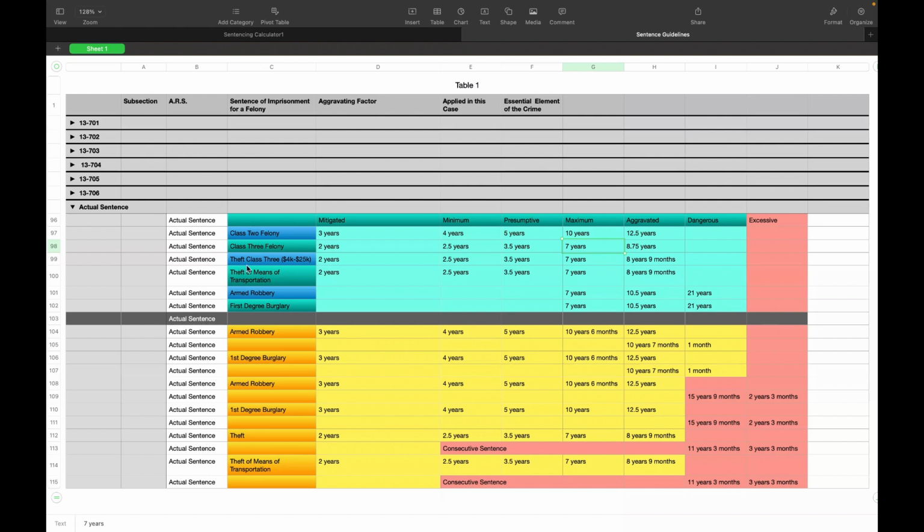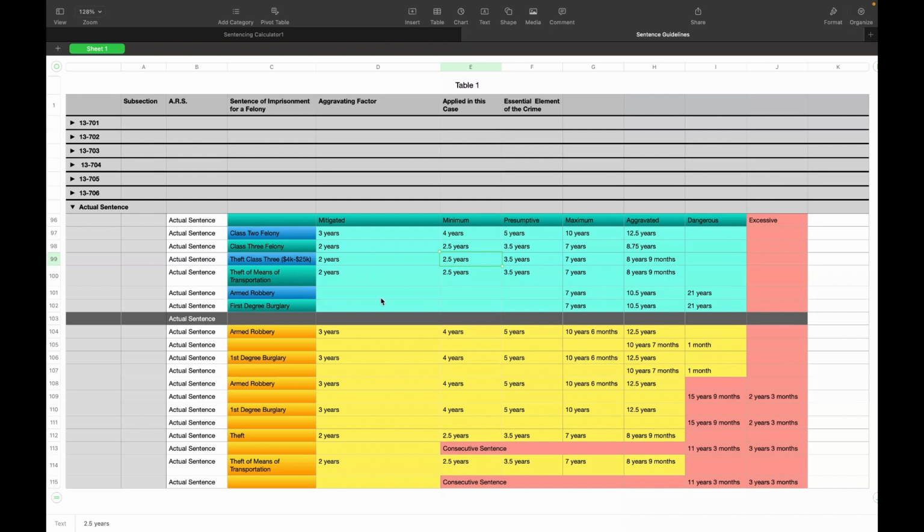Theft, as a class 3 felony, with a 4,000 to 25,000 monetary value range, you're going to be sentenced within your beginning sentence, between a 2 and a 7. If mitigation or aggravation is found, it could go this high or this low. Same for theft of means of transportation. It's also considered a class 3 felony. This is its sentencing range.